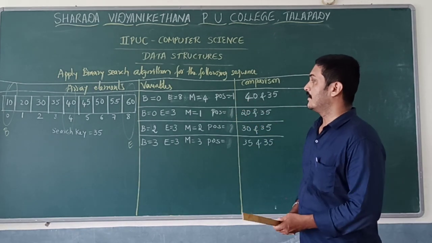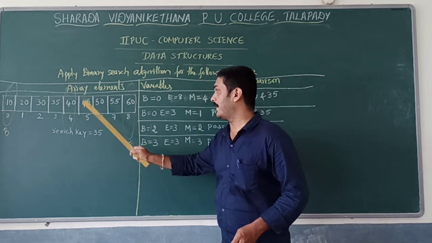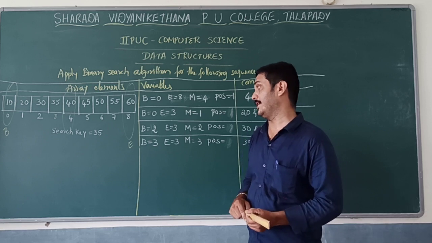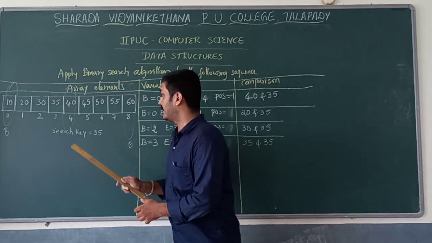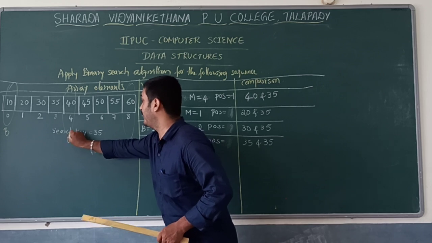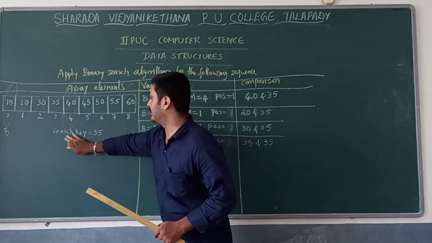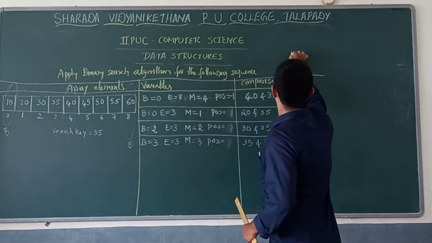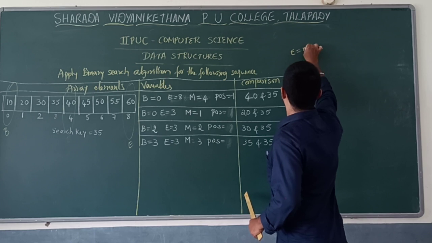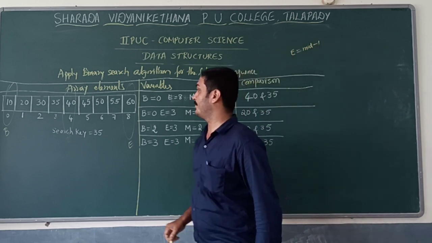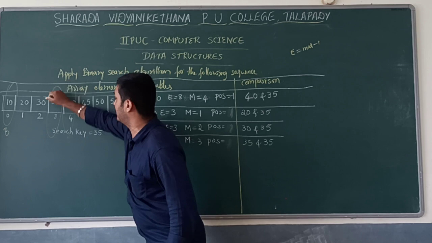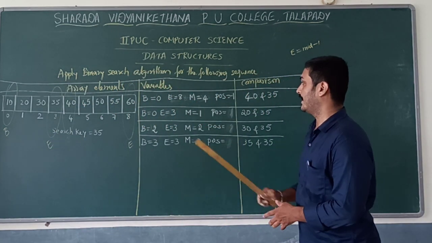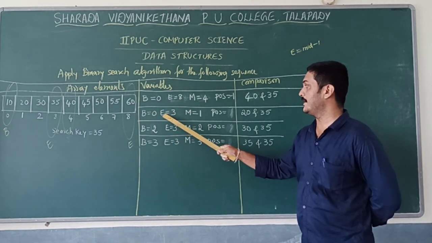Since 40 is not equal to 35, and 35 is less than 40, the search continues in the first half. So we have to relocate the end position: end is equal to mid minus 1. So location number 3 is treated as the end. Now B equals 0 and E equals 3.